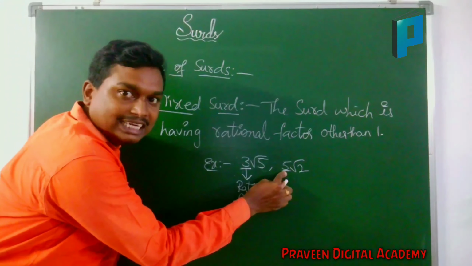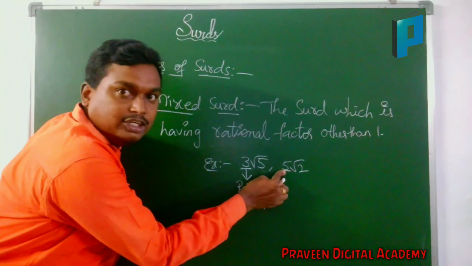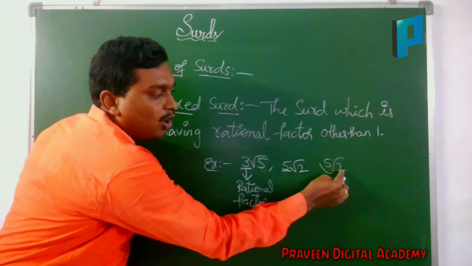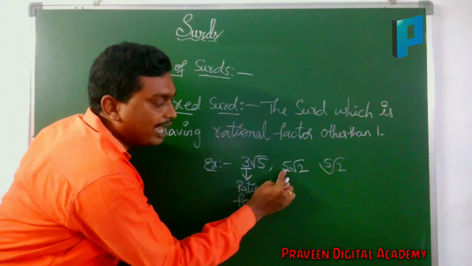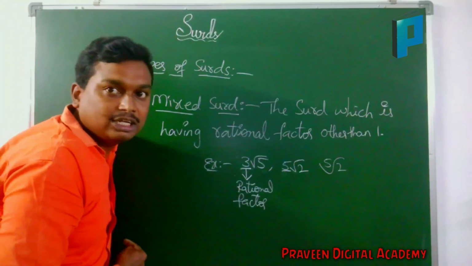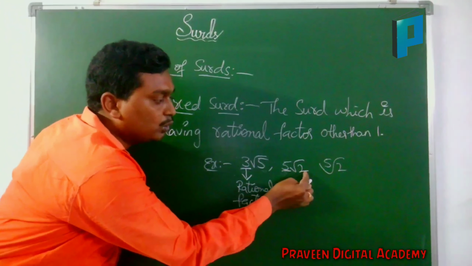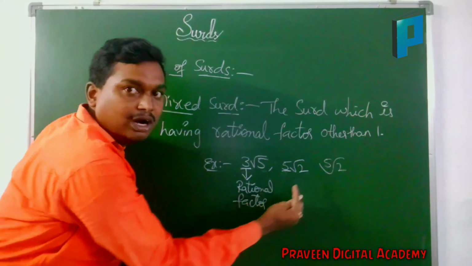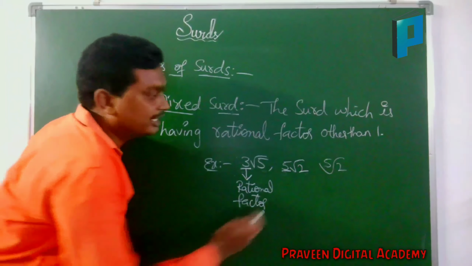this 5 is other than 1. Here outside it should be there. If you are having 5 root 2, this 5 is the rational factor for this root 2. But here 5 is multiplied with this root 2. This 5 root 2 is a mixed surd. This 5 root 2 is called a mixed surd.